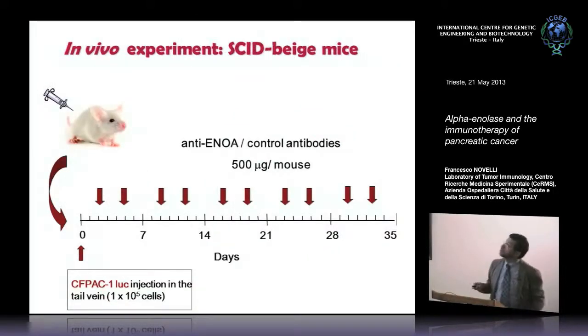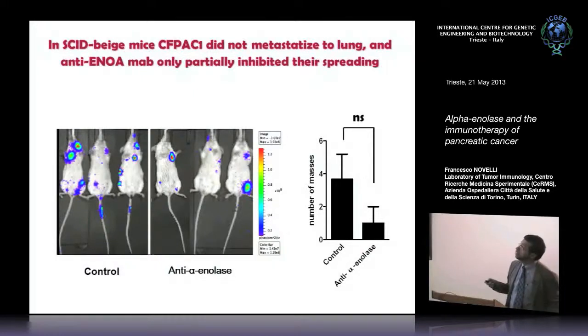These observations led us to move to an in vivo experiment in which immunodepressed mice, SCID mice, were injected with antibody against enolase, and then challenged with the CFPAC cells that contained the luciferase gene to be followed by in vivo imaging, and we treated the mice biweekly with the antibodies until 35 days, and we observed that this treatment was able to diminish the masses of the tumor that spread in the mice.